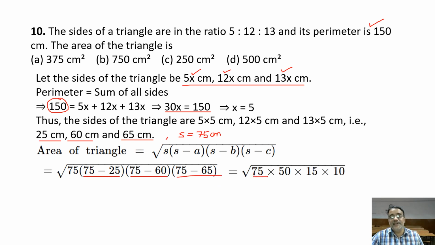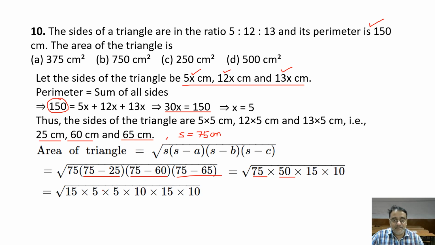75 we can write 15 into 3, 15 into 5, and we will write this as 5 into 10. See, everything is in pairs. 15 is in a pair, 5 is in a pair, and 10 is in a pair. So we can write 15 into 5 into 10. So 15 into 5 is 75, and into 10 is 750 centimeter square. And the correct option is option B.